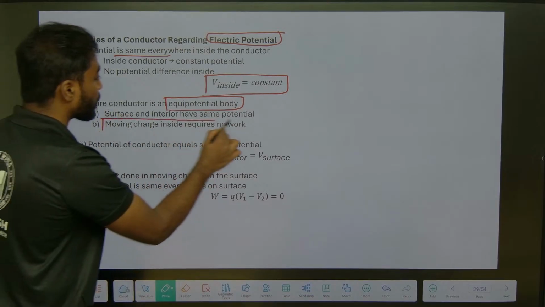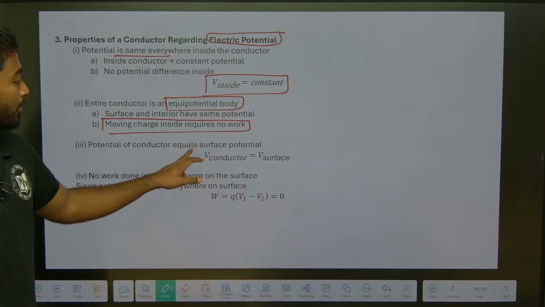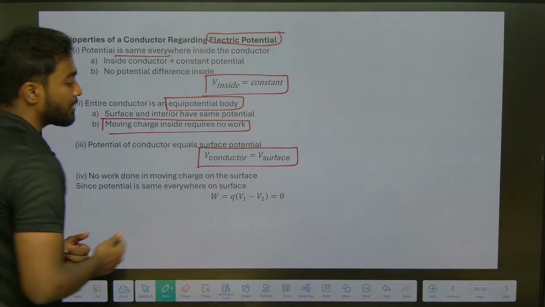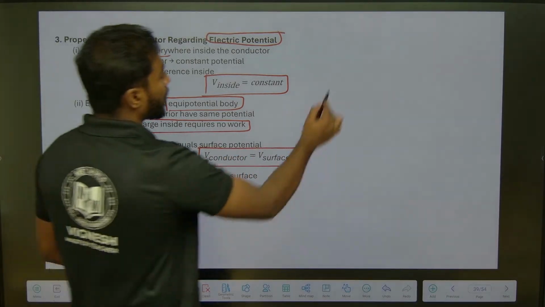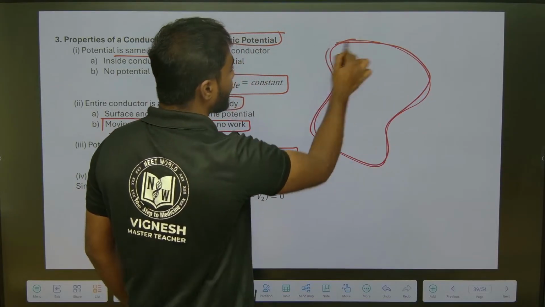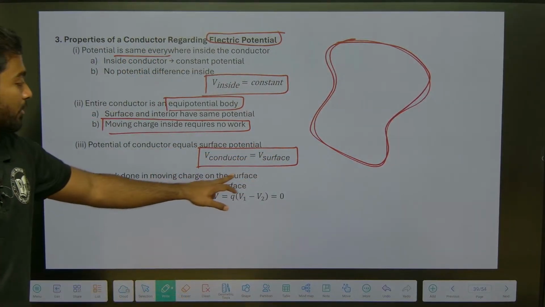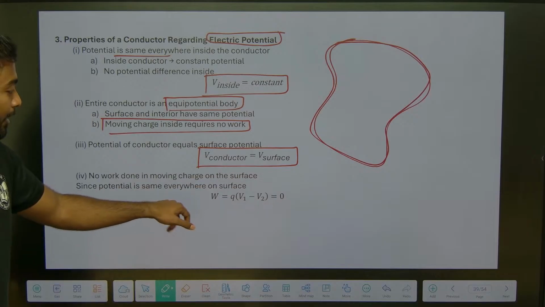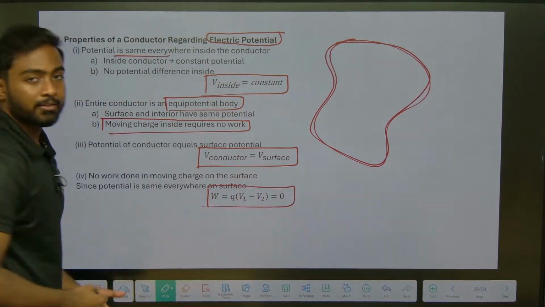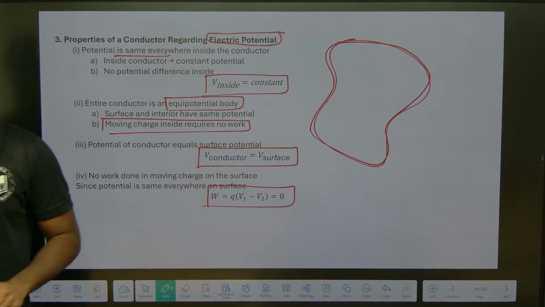So the charge which is moving inside doesn't require any work. The potential of a conductor is equal to the surface potential. So when we talk about the potential of a conductor, it is equal to the potential of the surface. When I talk about any system, at the surface the potential will be equal throughout the conductor. So no work is done in moving a charge on the surface, since potential is the same everywhere on the surface, right? So it is 0. So this is about the properties of a conductor based on electric potential.